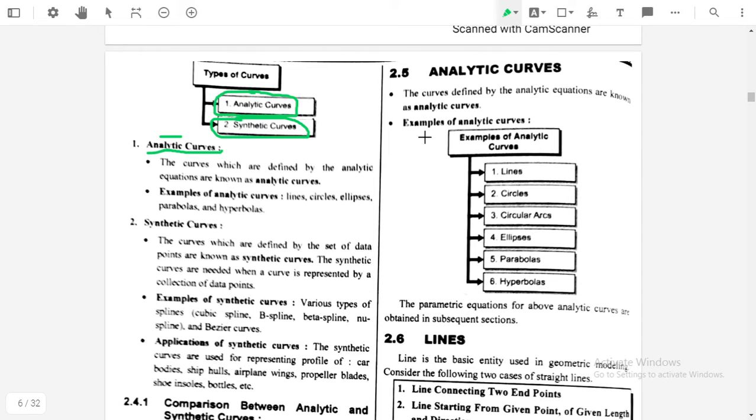What are the examples of the analytical curve? The line, the circle, ellipse, parabola, hyperbola. If we consider the line, then what is the equation of the line? The equation of the line is y = mx + c. Here the line is represented by some equation. This is called an analytical curve.